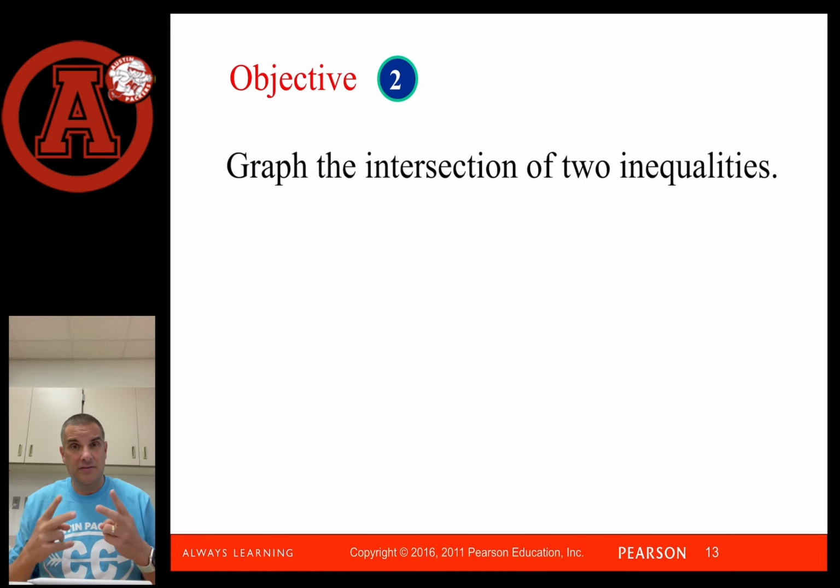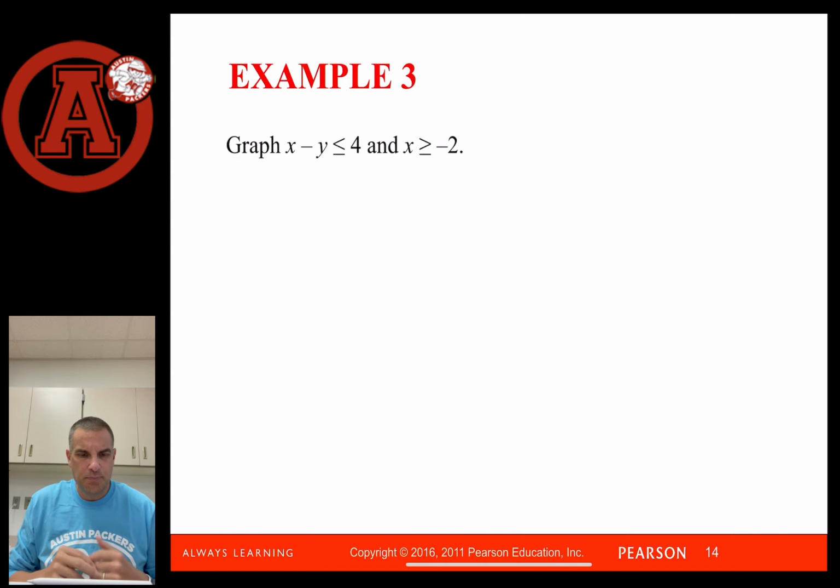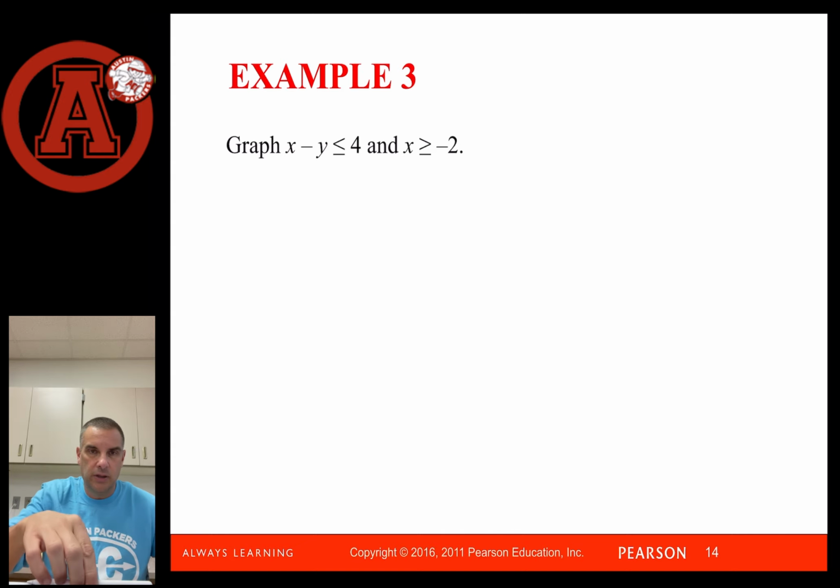Now we're going to go ahead and graph two inequalities. Really no different, but you're going to have two inequalities on the same graph. So you're going to have this double shaded region. So we're going to graph x minus y is less than or equal to 4, and x is greater than or equal to negative 2. So we've got two graphs that we're going to do.